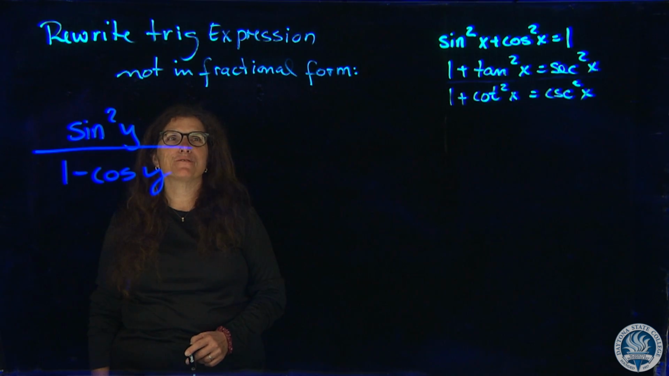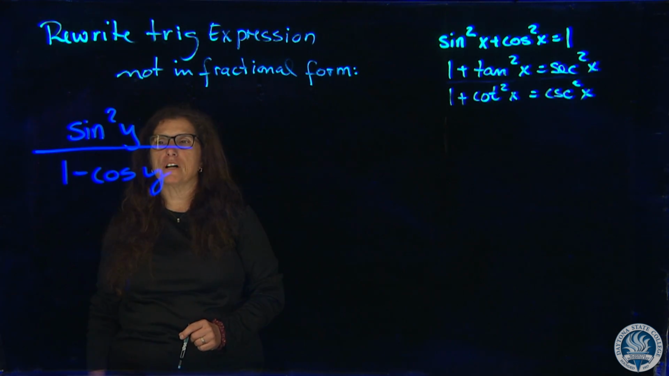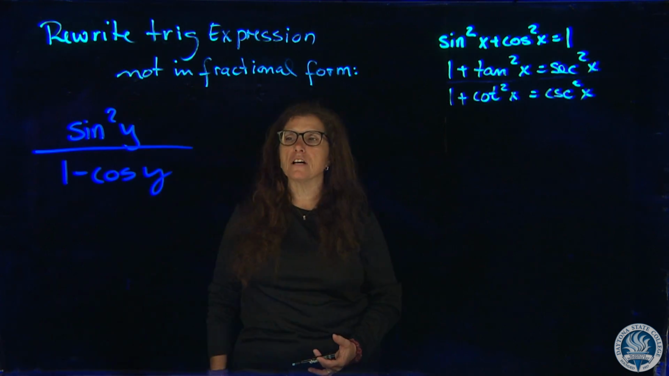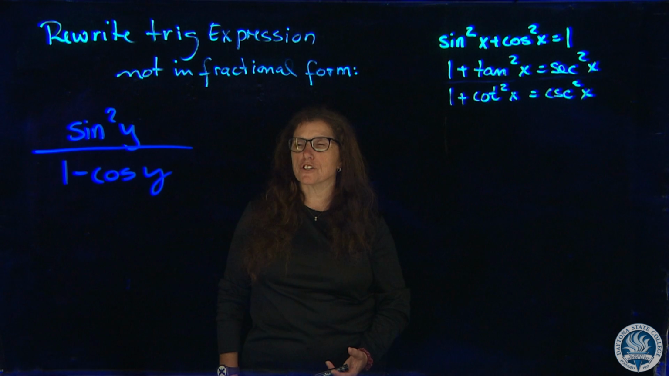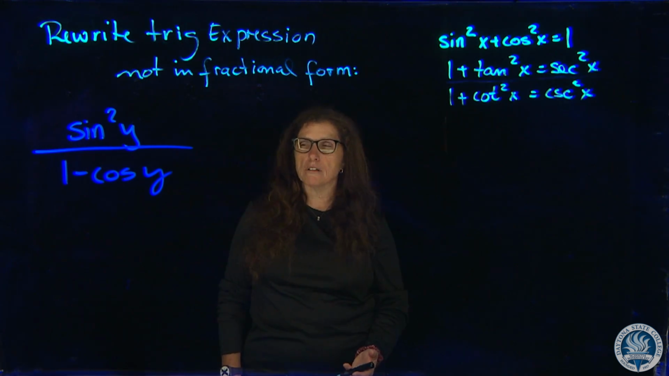Let's simplify some more trig expression. Now this one is actually from the book: sine squared y over 1 minus cosine y, and we want to simplify that so we don't have a fraction anymore. So, not in fractional form. Well, how do we go about it?